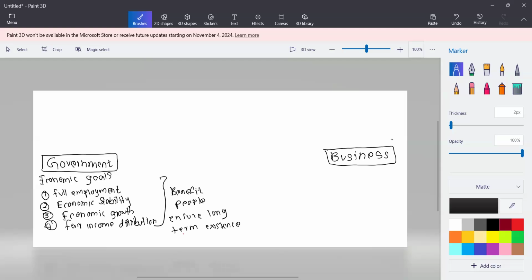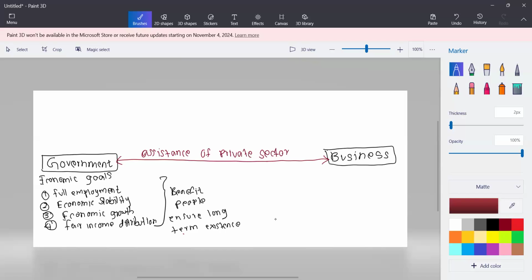Now, to achieve these goals, children, government can't do this alone. Even though government is powerful, they can't do this alone. They need the assistance of the private sector, that is the businesses. In order to achieve these goals, they need private sector or business assistance. We call it private sector assistance.